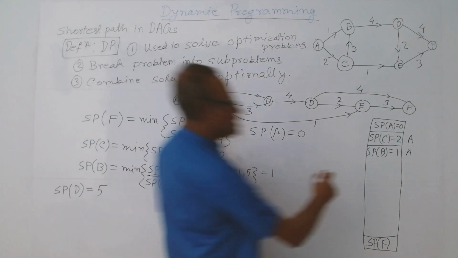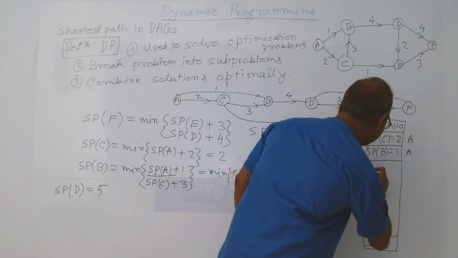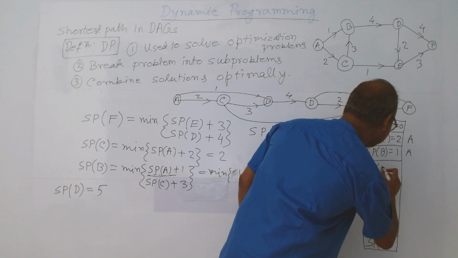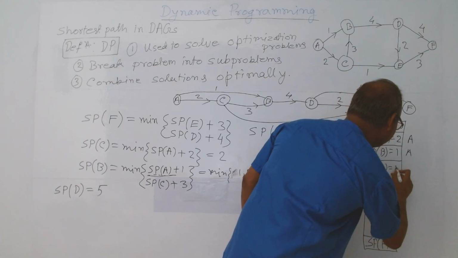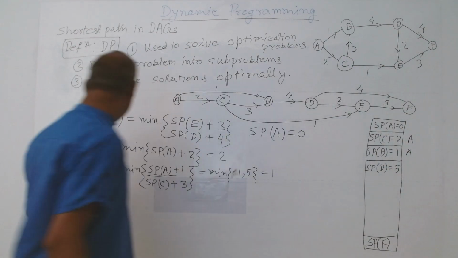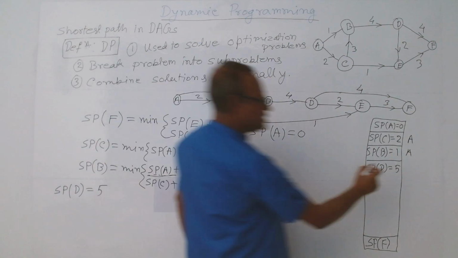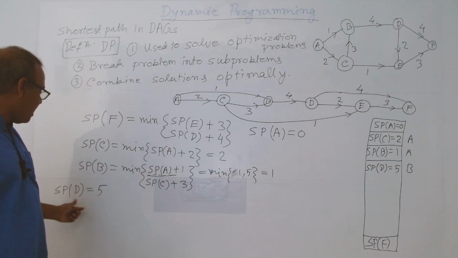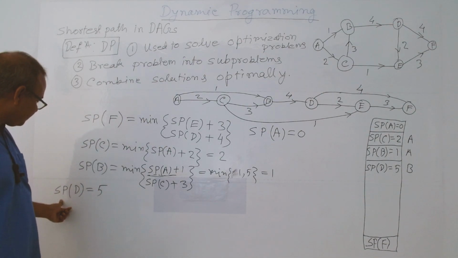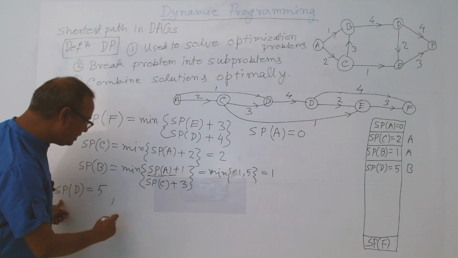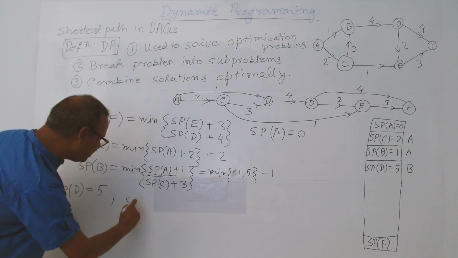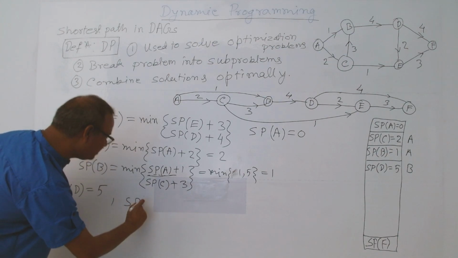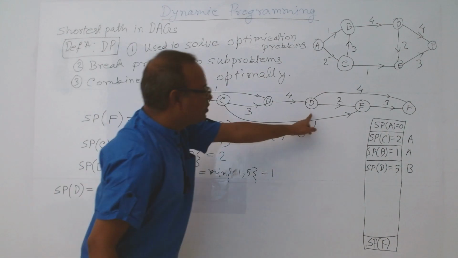So let's write it here. Shortest path from D equal to 5. From which vertex is it coming? B. So we will write B here. Okay. Now we have to compute one more thing. Next one is the shortest path; up to D we have computed.